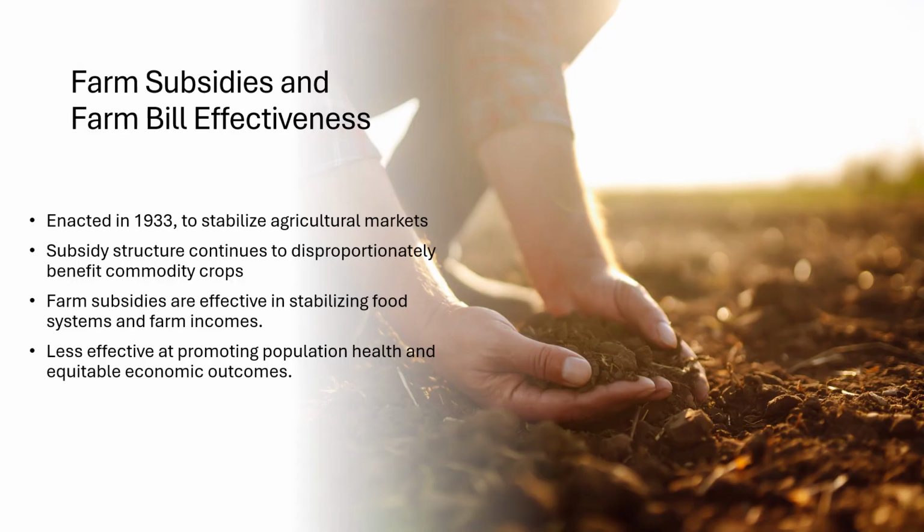So what is the effectiveness of our farm subsidies and the Farm Bill? First enacted in 1933, the program was originally designed to stabilize agricultural markets through price support, supply regulations, import barriers, and crop insurance.